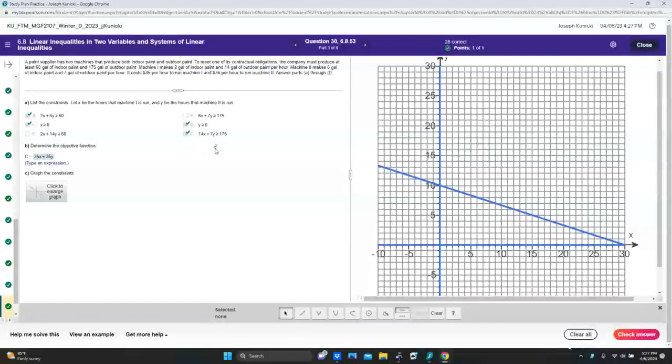Now I do the second one, 14x plus 7y. This one's a little more difficult. I can get the y-intercept. There's 7 quarters in $1.75. So the intercept for y is 25. When x is 0, y is 25. And the other one's going to be a little more difficult. Let's see what I can do with that.